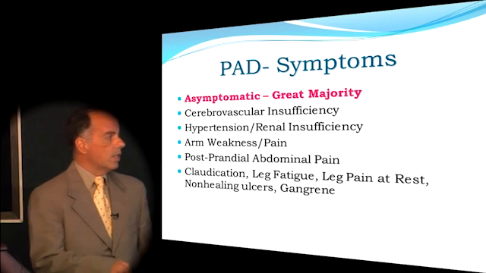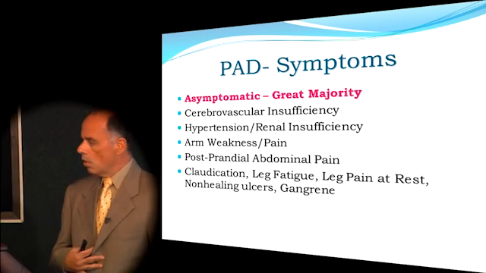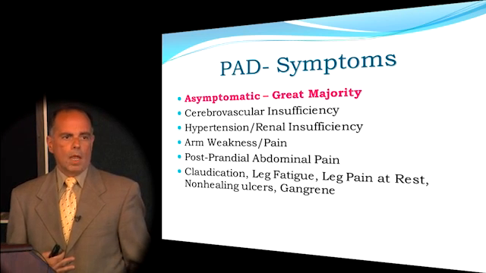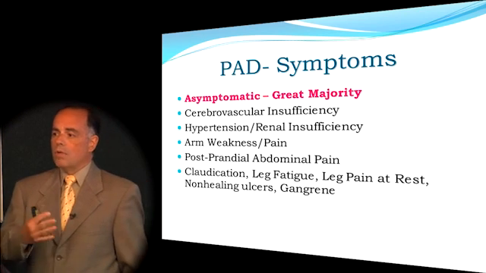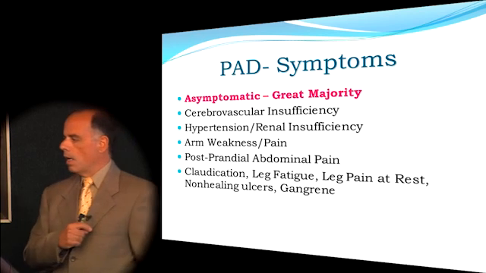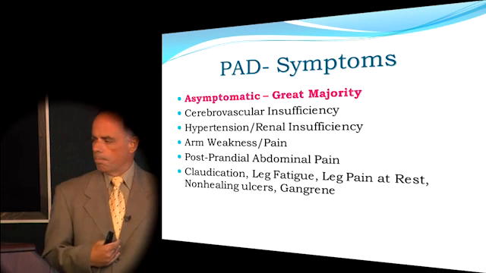If you have blockages in the abdominal arteries, in the arteries that feed the intestines, you can have abdominal pain, belly pain, after you eat. And people become really thin and almost emaciated because they do not want to eat, because they know when they eat they will get pain. And that's a sign that some of the arteries in the belly are blocked up.